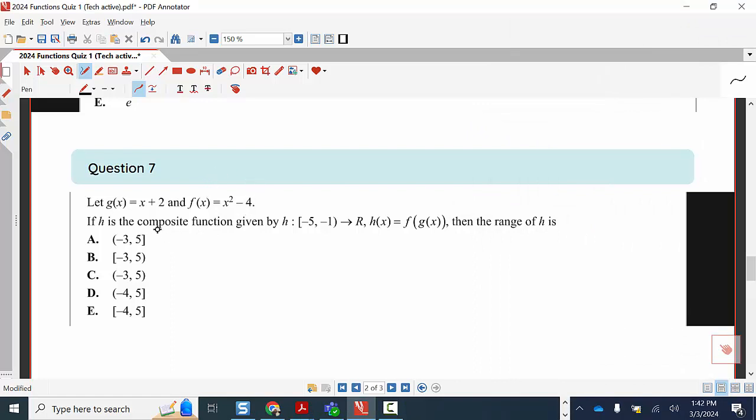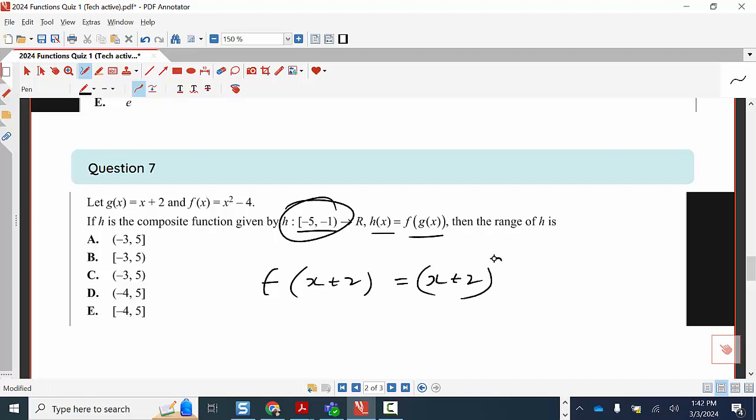So if h is the composite function given by this, they want us to compose the function and then restrict the domain of the function. So let's just make the composition. It's f of, now g of x is x plus 2. So it's x plus 2 all squared, take away 4. So that is our composite function.